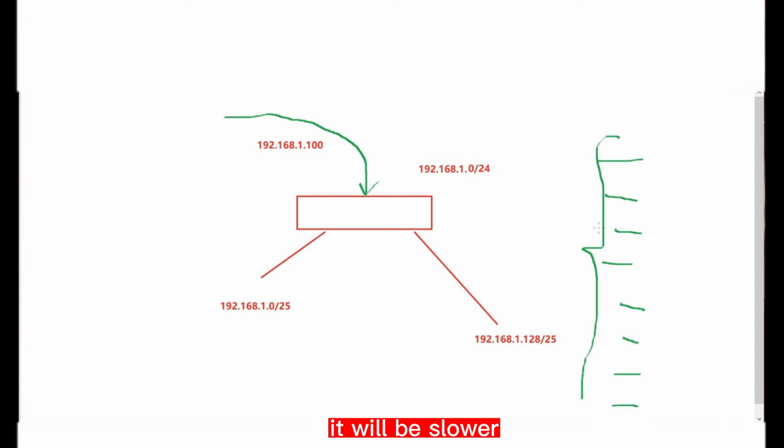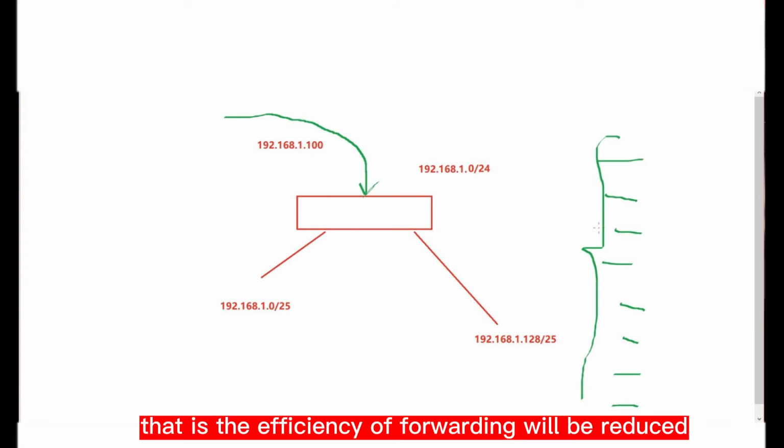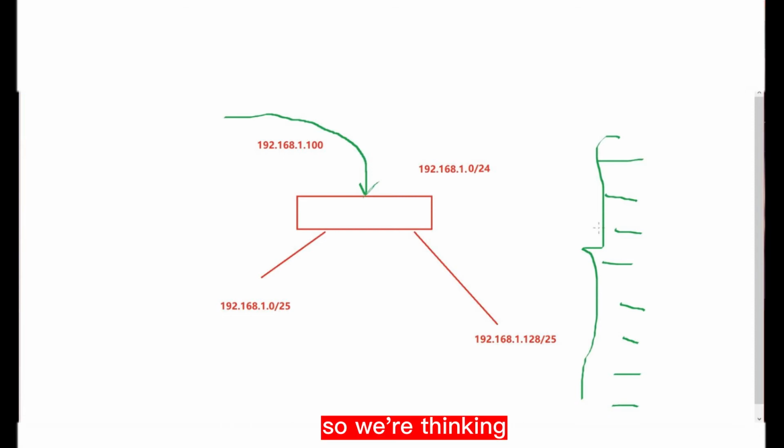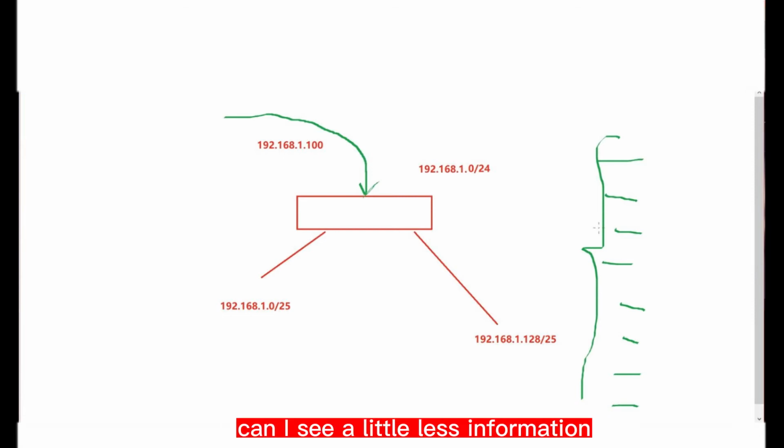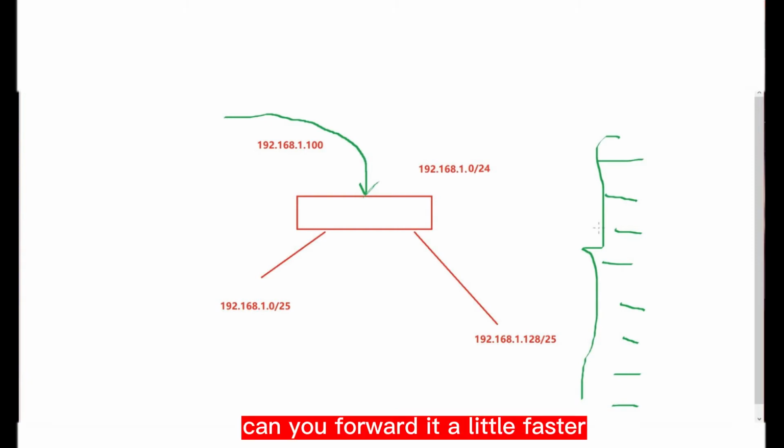It will be slower. Now there are more subnets. It's true that you can save IP addresses, but it brought a new problem: the efficiency of forwarding will be reduced. So we're thinking, when this data is forwarded, can I look at a little less information? Can you forward it a little faster?